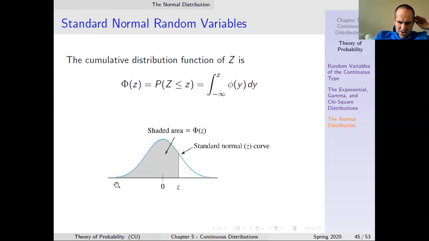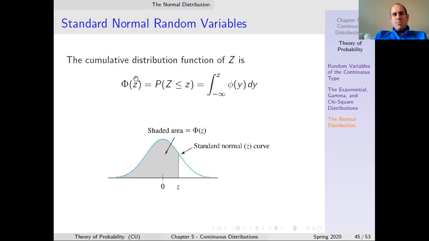Well, I get this shaded area right here. Yeah, so this is the shaded area, and this right here is the standard normal curve. Notice how it's centered at 0. Of course, the standard deviation is 1. So if I went down to -1 or up to +1, I would be at an inflection point on this curve, okay?